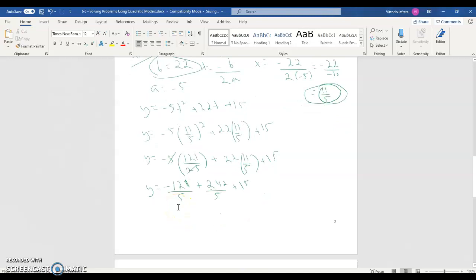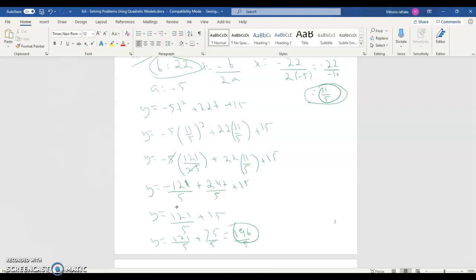And so minus 121. So now we get y is equal to 121 over 5, because of minus 121 and plus 242 plus 15. And we get y is equal to 121 over 5 plus 75 over 5, which is 196 over 5, which is our vertex value there. So that's another technique you can use as well.